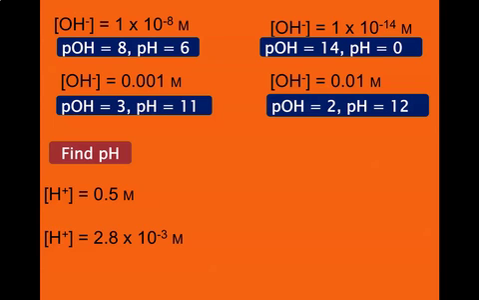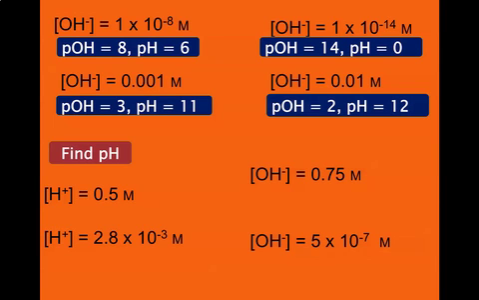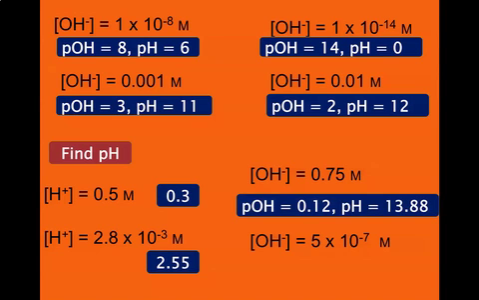Okay, a little more practice finding the pH. On this first one, we have H is 0.5, so we're just going to go back to doing the negative log of 0.5, and that gives us 0.3. Next one, H is 2.8 times 10 to the negative third. Take the negative log, and that gives us 2.55. On the next one, we have OH now, so we're going to go back to doing what we were doing at the top of the screen. We're going to take the negative log and then subtract from 14, so we get 0.12 with the negative log, subtract from 14, and we get 13.88.